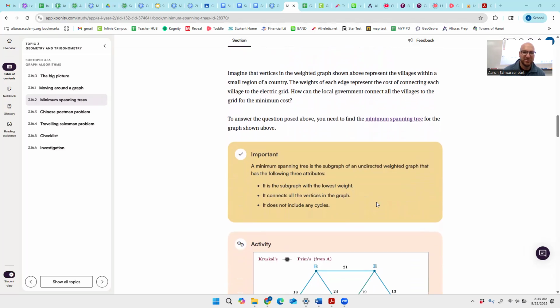A minimum spanning tree is the following. It's a subgraph of a weighted graph that has the following three attributes. It's the subgraph with the lowest weight. It connects all the vertices in the graph. It does not include any cycles. So no cycles makes it a tree.